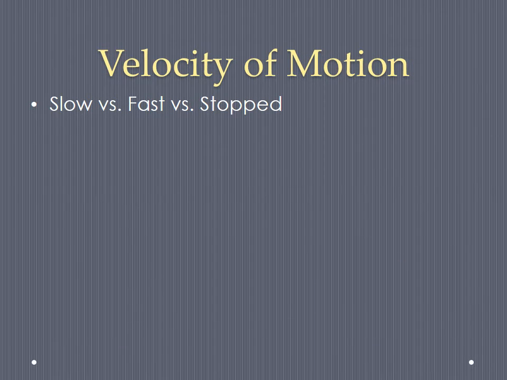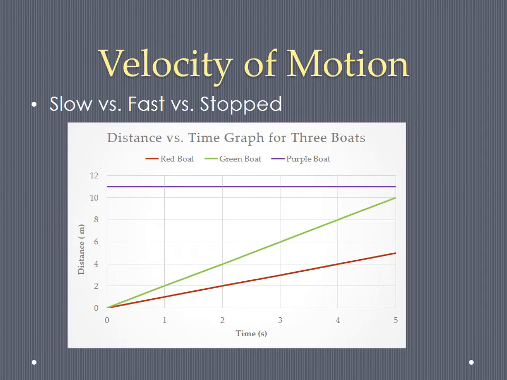A distance time graph can also show how quickly an object is moving compared to another. Is it moving faster or slower than another object? This again can be determined by looking at the slope or steepness of a line on a graph. Let's look at a couple of examples. Here we have 3 boats, a red boat, a green boat, and a purple boat. We'll worry about the purple boat in a minute.